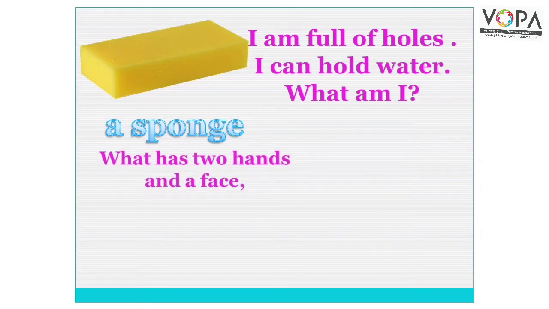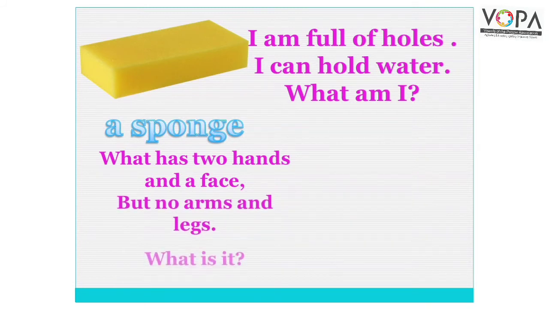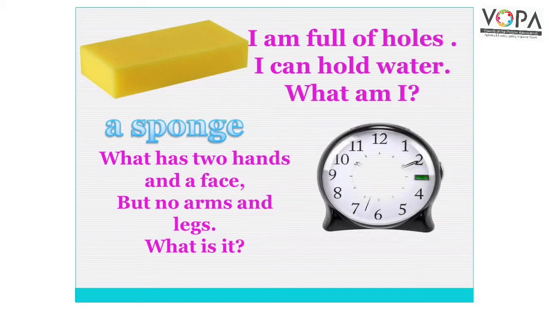Next riddle. What has two hands and a face, but no arms and legs? What is it? Listen carefully. What has two hands and a face, but no arms and legs? What is it? The answer is clock. A clock.